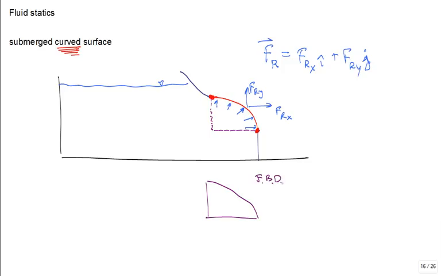Do a free body diagram of a chunk of fluid. This fluid has the red curved surface as one of the boundaries, and the others are imaginary surfaces which just cut through the fluid. Okay? Now, I look and say that the chunk of fluid inside this enclosure is at rest, and the fluid that's outside of it exerts some forces on it.